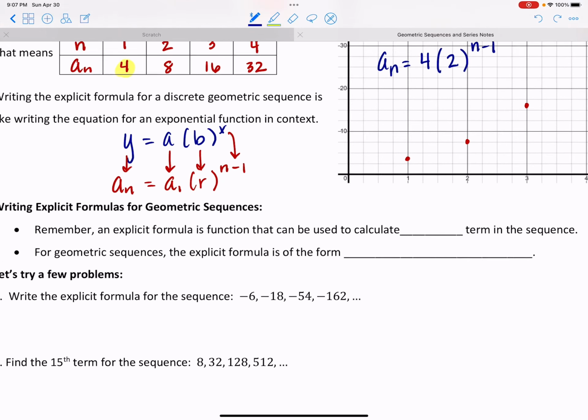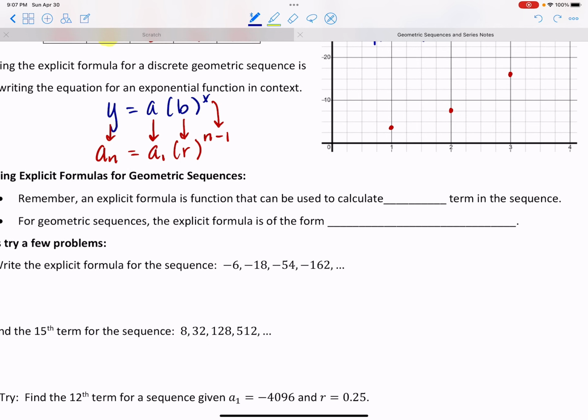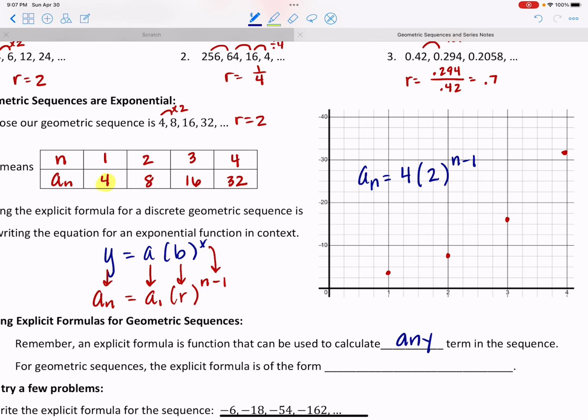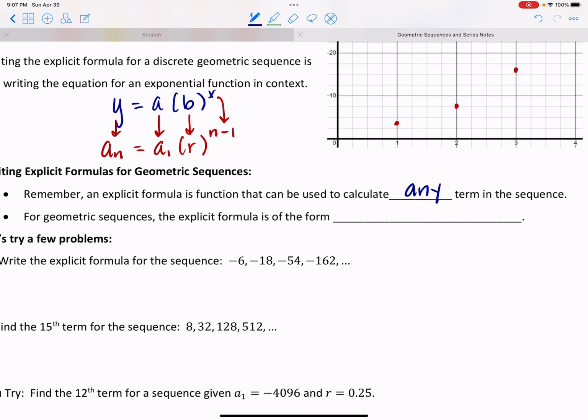So remember, what the explicit formula does is it helps us calculate any term that is on the list, so any term in the sequence. So if I ask you to find the 5th term here, I don't need a formula for that. I can just take the 32 and double it. But if I wanted to know the 15th term, I don't necessarily want to have to double that many times, so I can just plug 15 into my explicit formula and find that term.